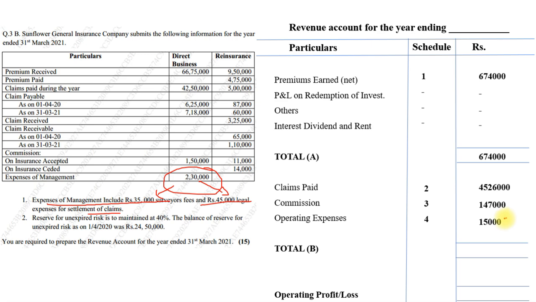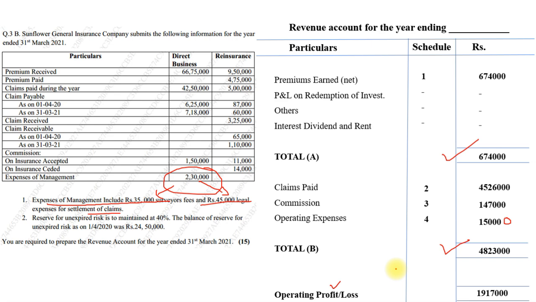Oh, that is just one more zero after this. Okay. 1,50,000. So the total comes to 48 lakhs 23,000. Okay, that's our total claim or total expense. So now total income minus total expense, 67 lakhs 40,000 minus 48 lakh 23,000. Our net operating profit that we will get in the sum will be 19 lakhs 17,000 rupees.